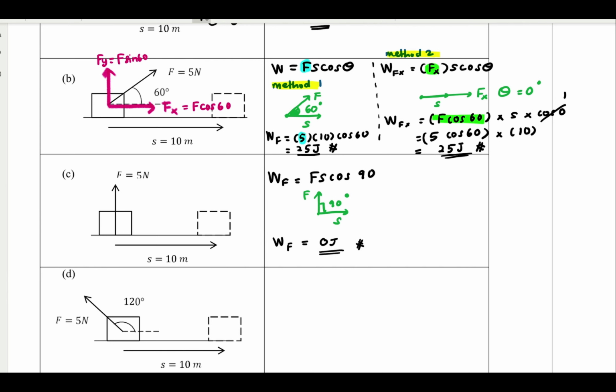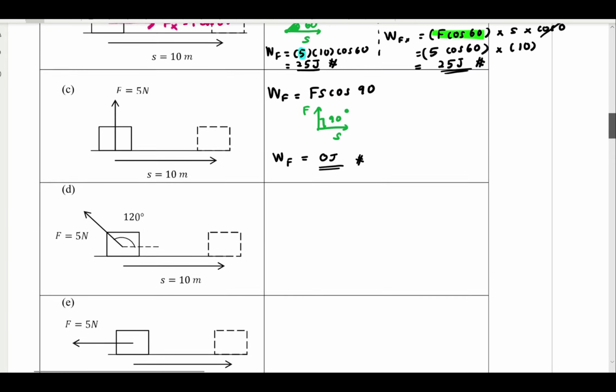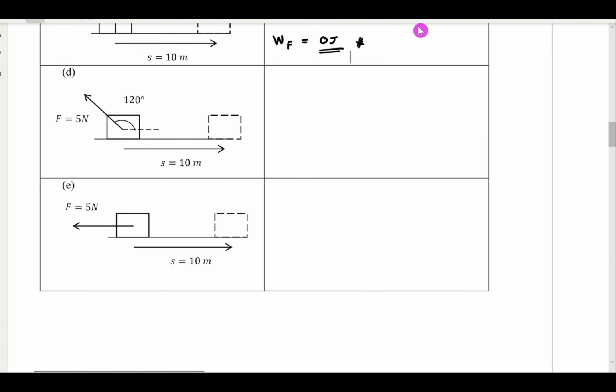Okay. Alright. Next. Alright. So let's look at D. So here we have D. Okay. The force is 5 Newton and the angle between S is 120 degree. Alright. So 120 degree is this angle. Okay. So if you follow the first method, okay, let's say you want to use method 1. Okay, means that S in this direction and F in this direction. And the angle between them is 120 degree.